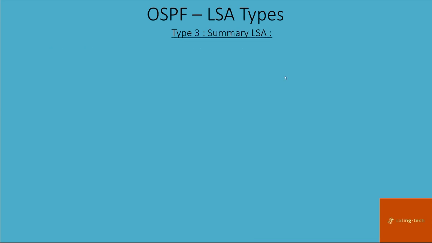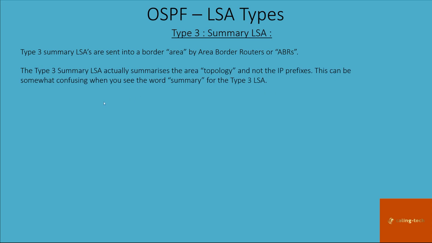We're now going to take a look at type 3 summary LSAs. Type 3 summary LSAs are sent into a border area by area border routers, or ABRs. The type 3 summary LSA actually summarizes the area topology and not the IP prefixes. So as you can see, this can be somewhat confusing when you see the word summary for the type 3 LSA. We're not summarizing prefixes, we're summarizing topologies of areas.